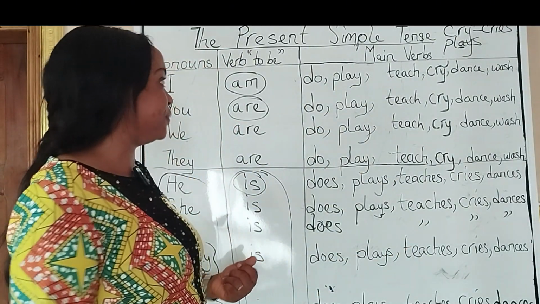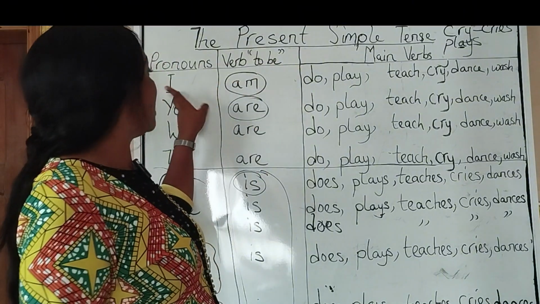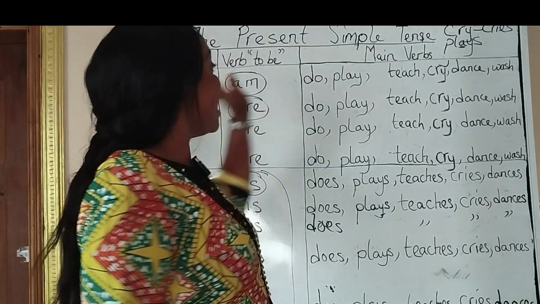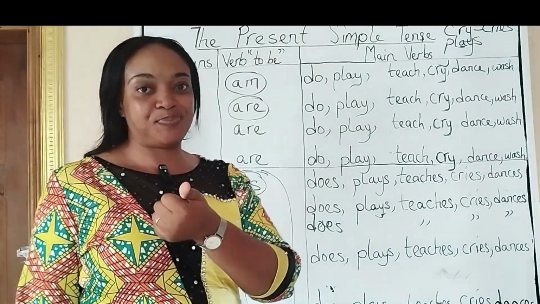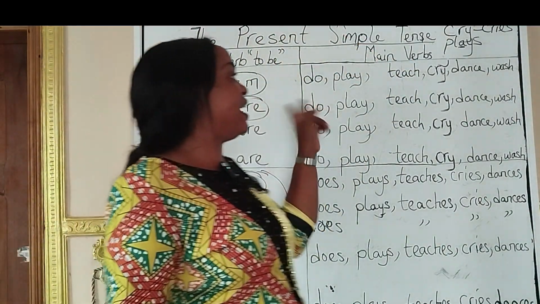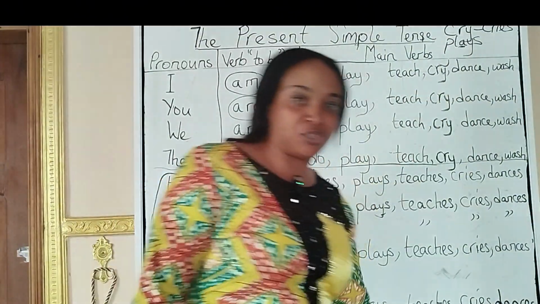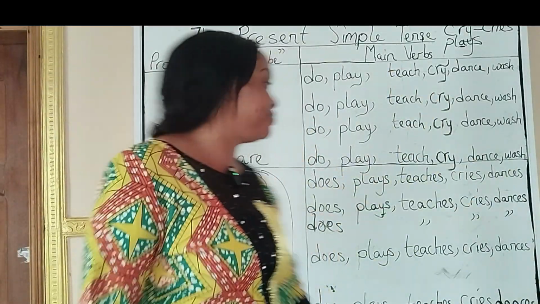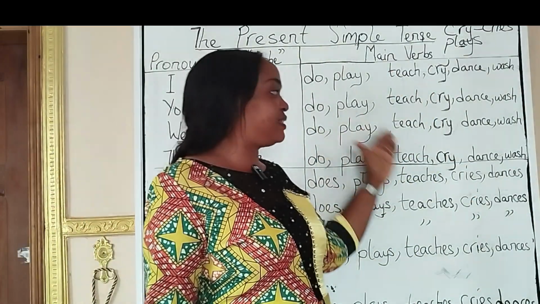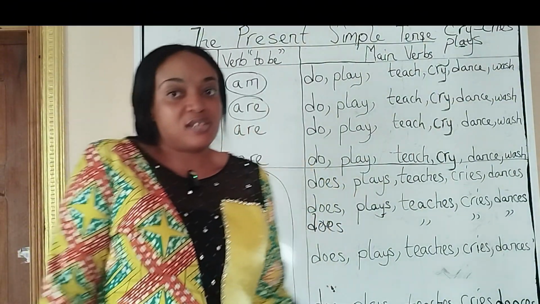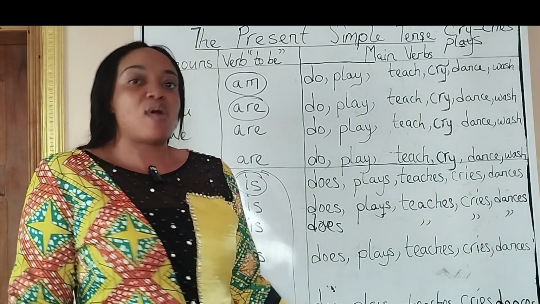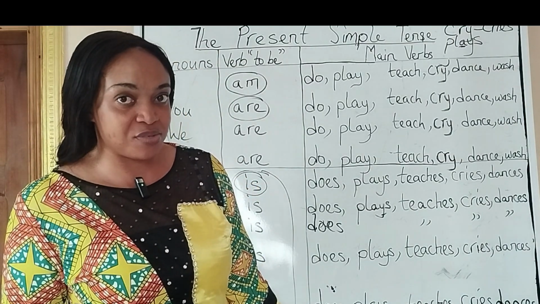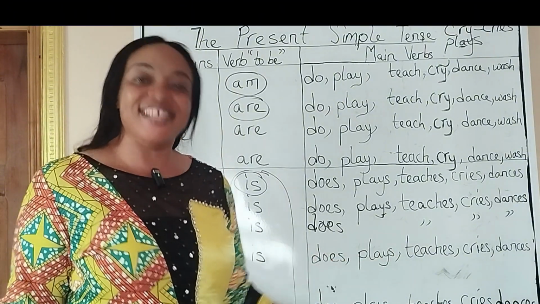Let's go together. So, I do, I play, I teach, I cry, I dance, I watch. You do, you play, you teach, you cry, you dance, you wash. We do, we play, we teach, we cry, we dance, and we wash. They do, they play, they teach, they cry, they dance, they wash. Correct. They wash their clothes every day. They cry every day. I cry every day. But that will not be your portion. Don't cry every day, okay? All right. Let's go ahead.